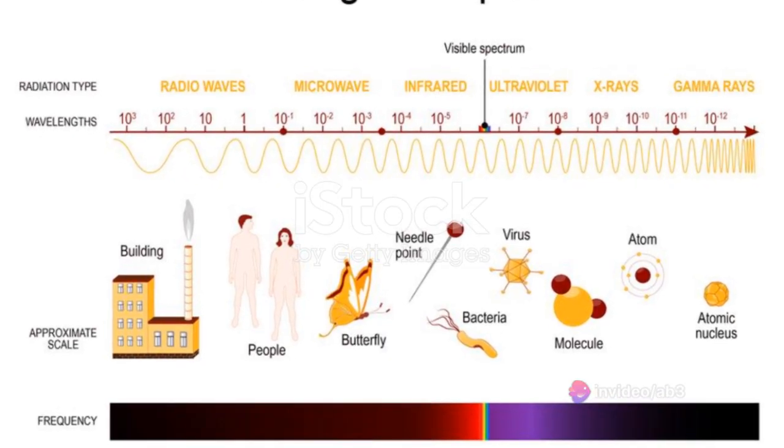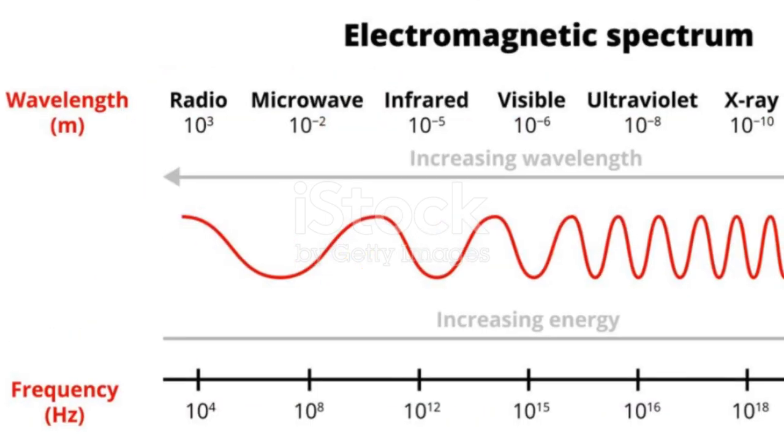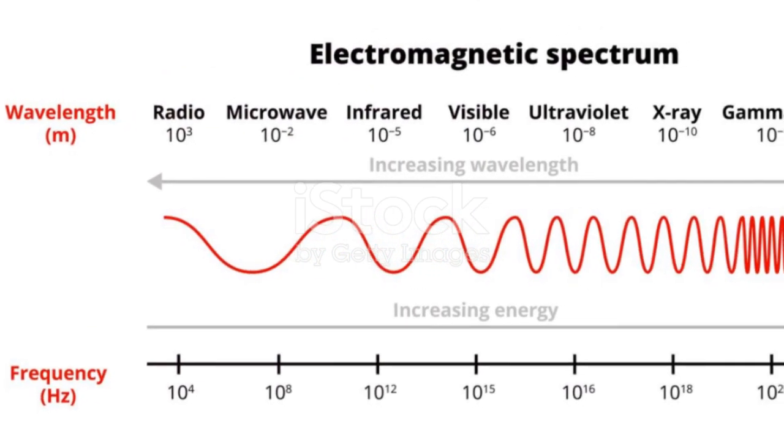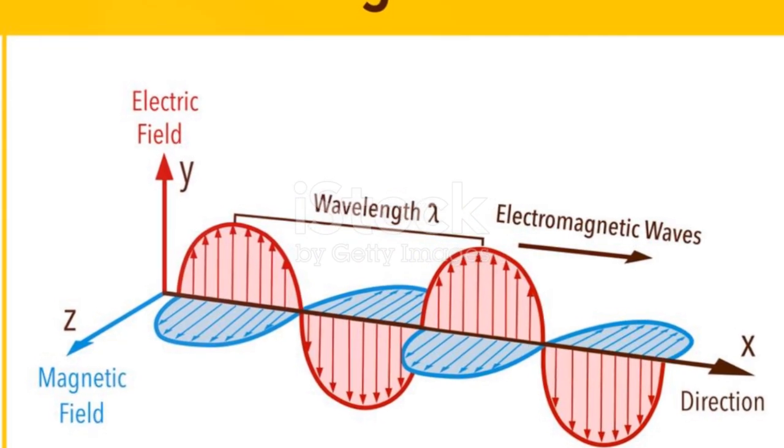But it's not just about waves. The electromagnetic field has a dual nature. Just as light can behave as both a wave and a particle, so does the electromagnetic field. Here's where the concept of photons comes into play. Photons are the particles of the electromagnetic field, massless carriers of energy and momentum.